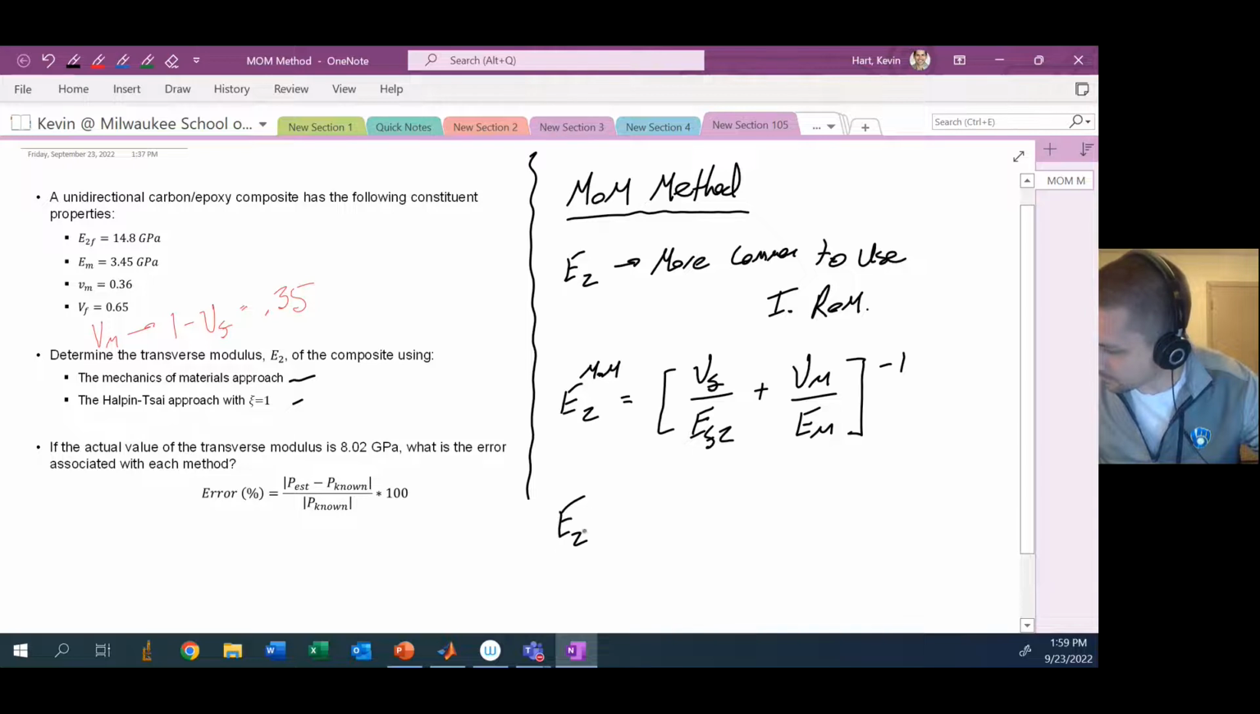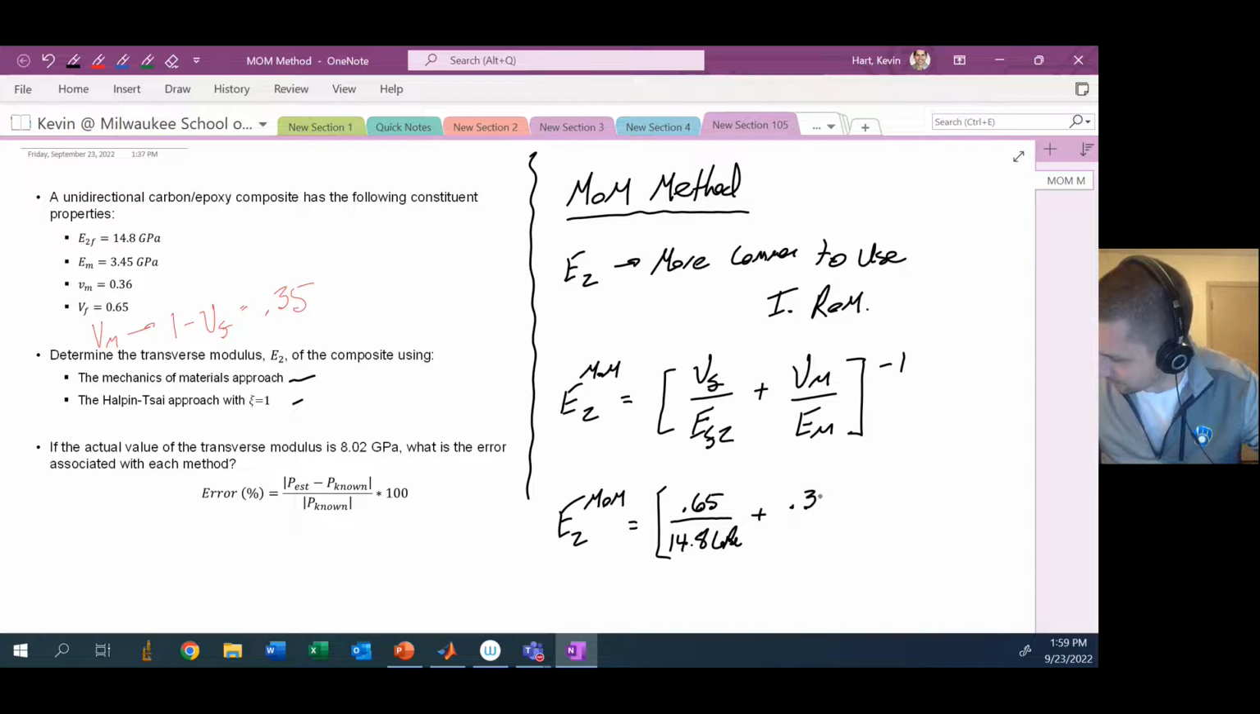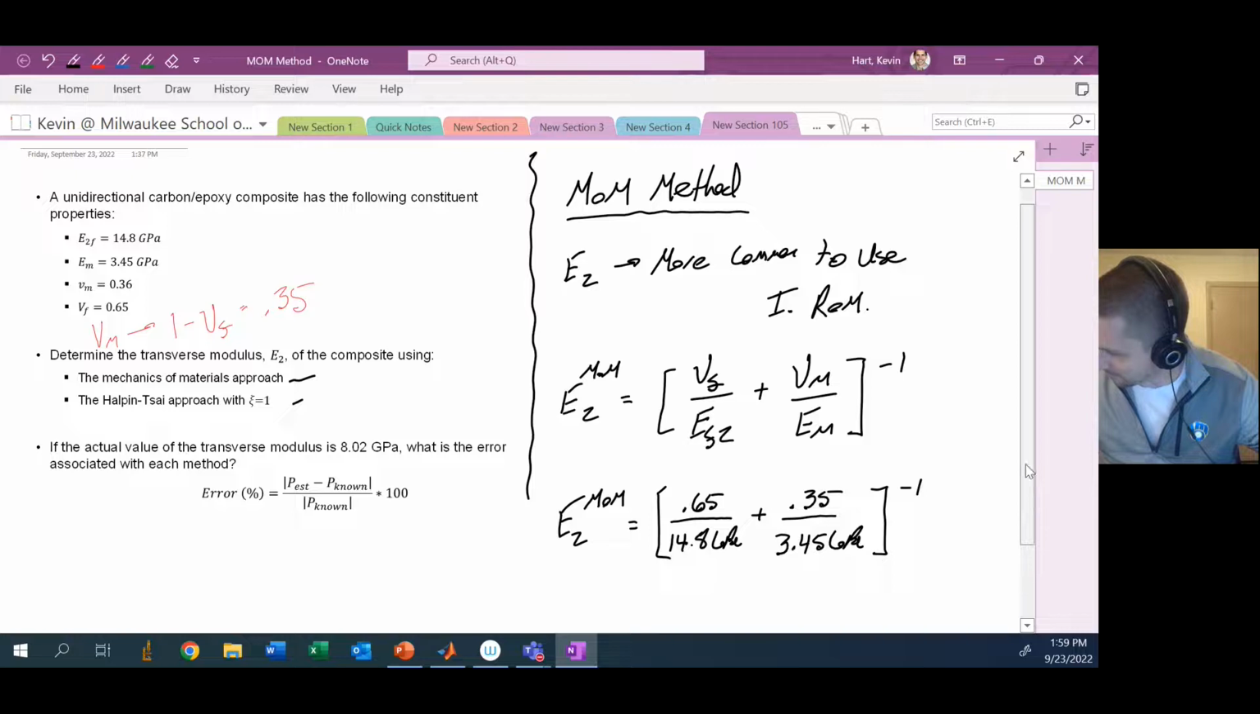Okay. So according to the mechanics of materials method, let's put the numbers in. Volume fraction of the fibers here, this is 0.65. The modulus of the fibers in the two direction given 14.8 GPa. We're going to add to that volume fraction of the matrix, which is 1 minus 0.65 or 0.35. This is normalized by the modulus of the matrix, which is 3.45 GPa. All your GPAs look like that, right? All this to the -1.